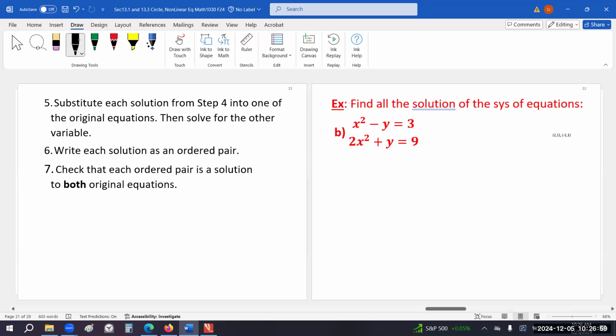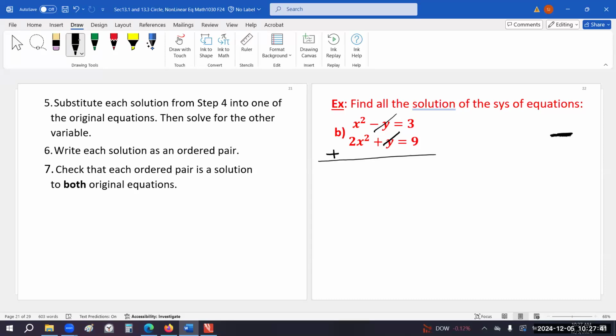For example, here we have x squared plus y, x squared minus y is 3, and 2x squared plus y is 9. Do you see one variable, the same variable with the same coefficient with opposite sign? Y. So if we add the two equations, we can eliminate the y. That's why this is called the elimination process. We eliminate one variable, and in order to do that, we add the two equations so that the positive y cancels with the negative y.